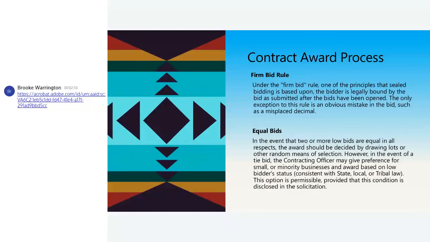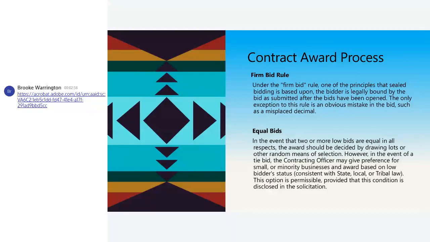Your firm bid rule. Under your firm bid rule, one of the principles that sealed bidding is based upon, the bidder is legally bound by the bid as submitted after the bids have been opened. The only exception to this rule is if there is an obvious mistake in the bid, such as a misplaced decimal.